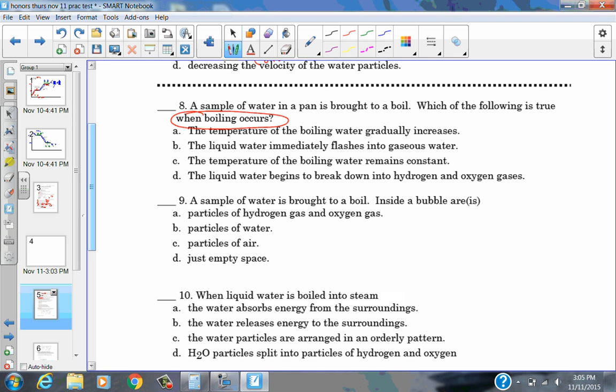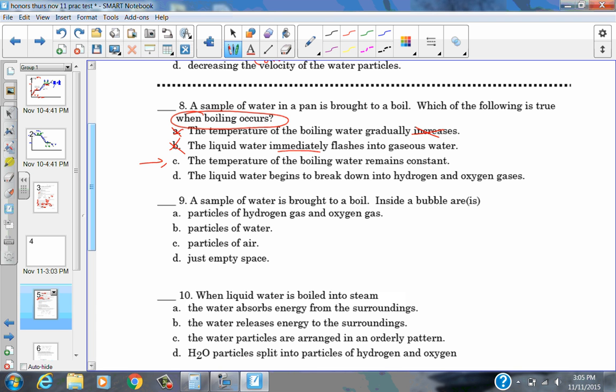And what we found is we kept cooking and cooking and cooking. It stayed just about 100 degrees Celsius. I do not think that it gradually increases. It stays the same. It did to get there, but the question says when boiling occurs. The liquid water immediately flashes into gaseous water. Immediate? Nah, it's kind of a gradual process with lots of bubbles. I'm saying no. The temperature of the boiling water remains constant. I think we have a winner.